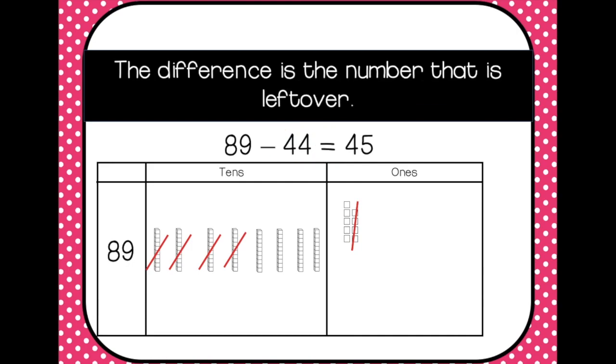The difference, and the difference is the answer in a subtraction question, the difference is the number that is left over. So you can see here that we've got 4 tens left and 5 ones. And we know that 4 tens and 5 ones is 45.